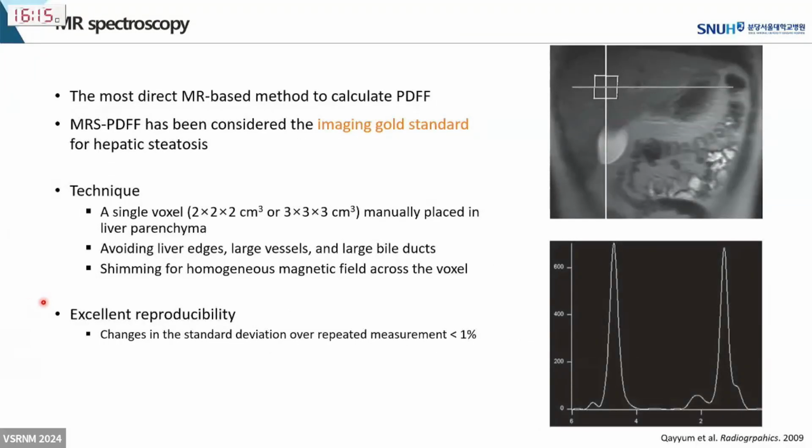MR spectroscopy is the most direct MR-based method to calculate PDFF. MR spectroscopy depicts proton signals as a function of their resonance frequency. On MR spectroscopy, the center frequency of a peak is described in ppm with respect to a reference molecule. As shown in this figure, the resonance frequency corresponding to protons in water and to the dominant proton in fat are distinct. So the signal from water and fat can be identified and quantified, and fat fraction can be calculated.